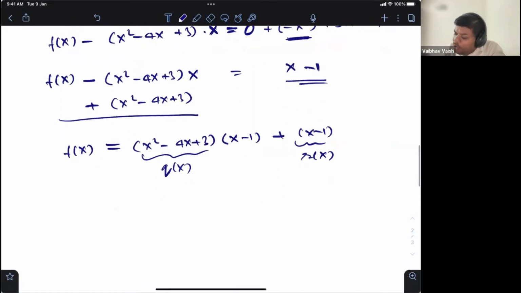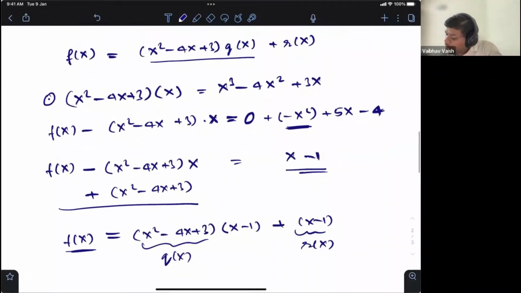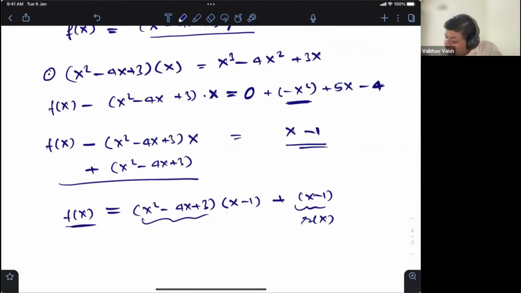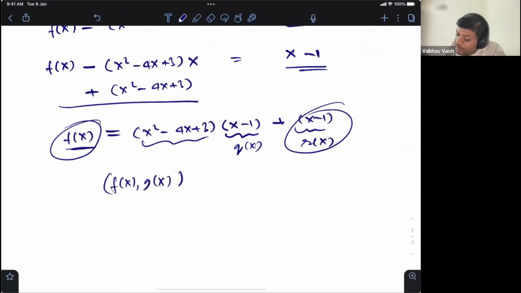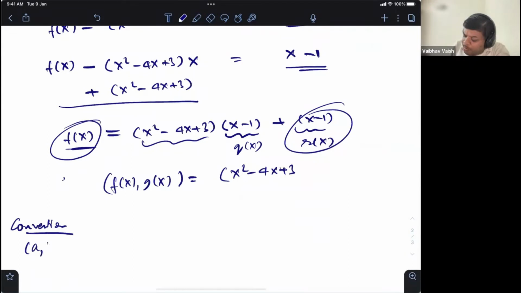So I can take this as quotient and this as remainder. Okay. And I can now replace the larger of these two, which is f(x), by the remainder x minus 1. So what we get is that (f(x), g(x)) is the same as (x square minus 4x plus 3, x minus 1). I'm not writing GCD before the brackets. This is a convention: a comma b means GCD of a comma b. Okay, this is a convention I'm following.